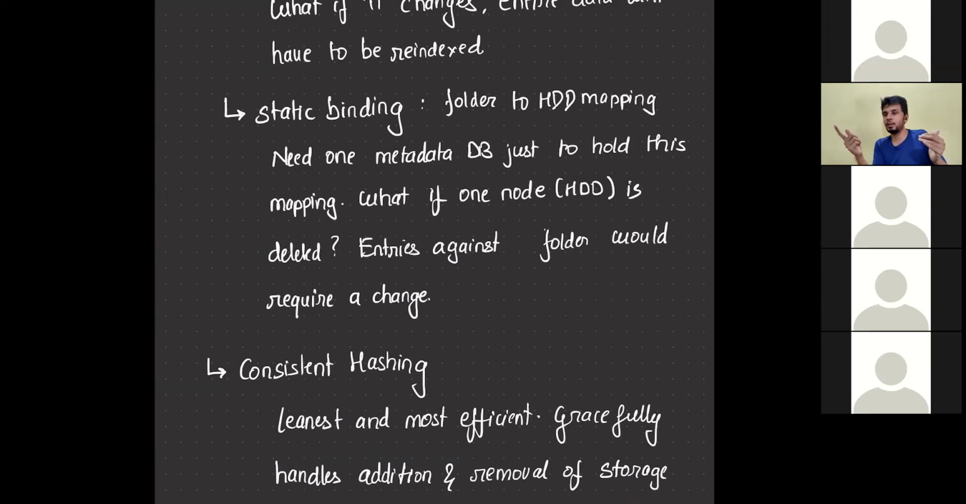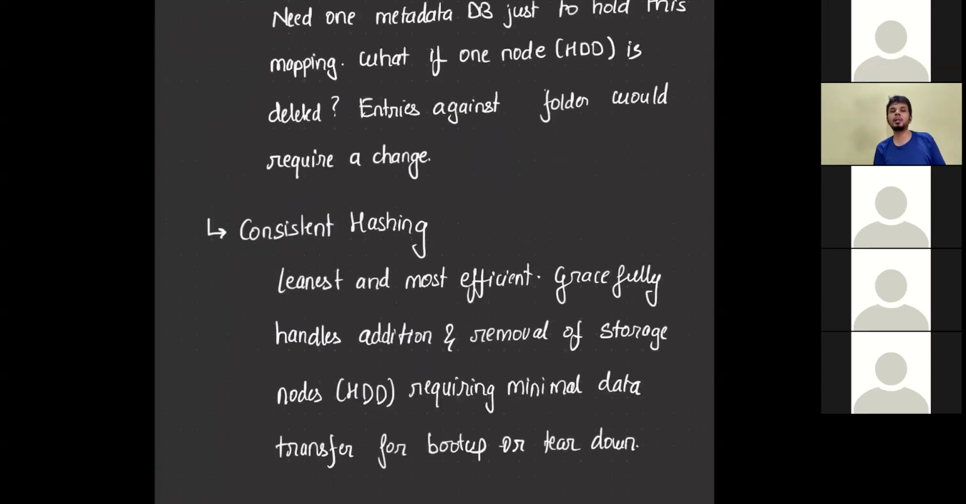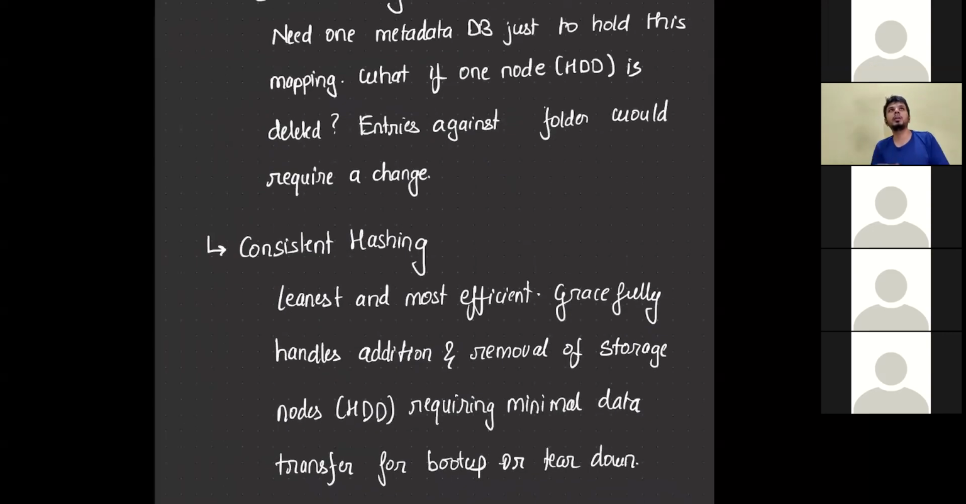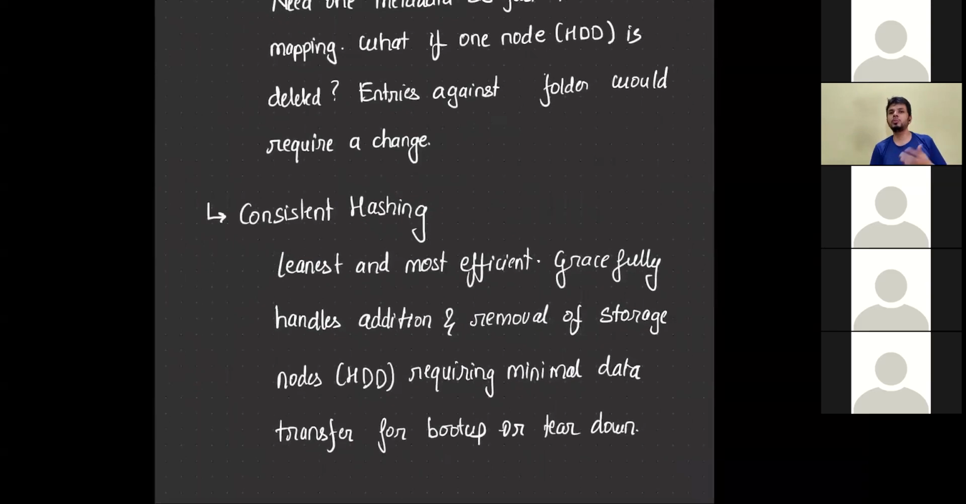It would go to that disk and then perform that operation. Right. So entries against folder would, and then what if one node is deleted? So only that particular node's bindings need to be updated. So it seems like a better approach than this, but can we do something around that?